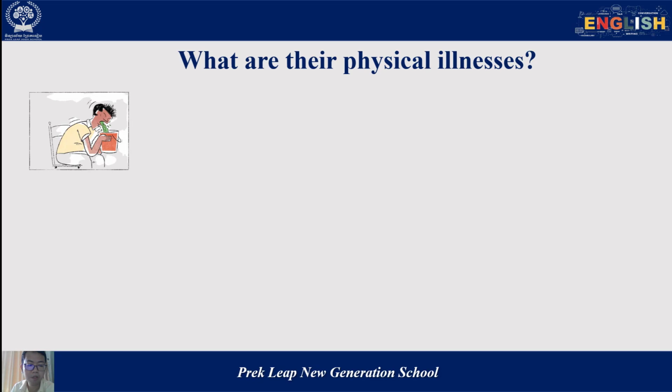Oh, what about this picture? He keeps vomiting again and again, and he's tired. So what is the symptom of that physical illness? Start with letter F. Yeah, it is food poisoning.